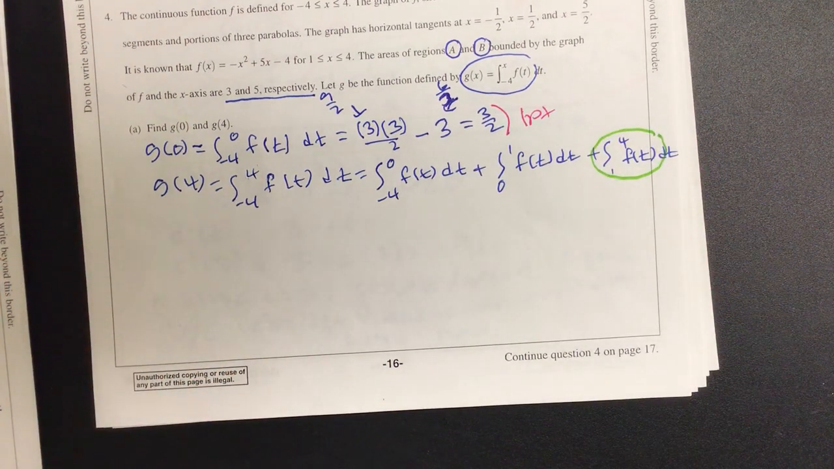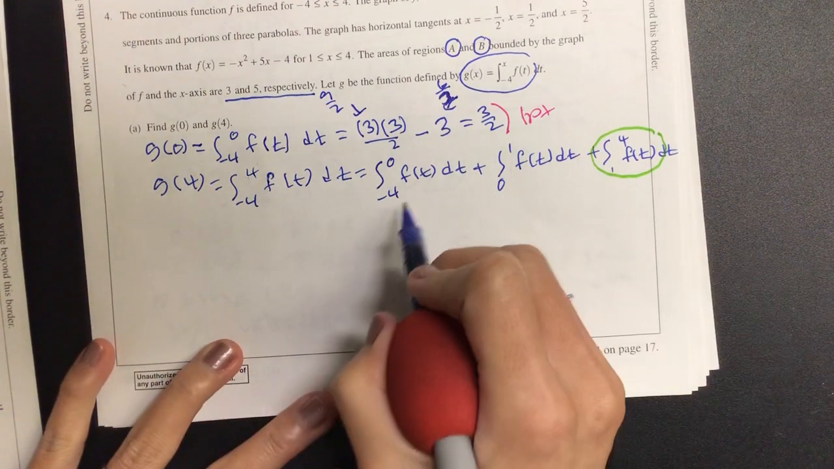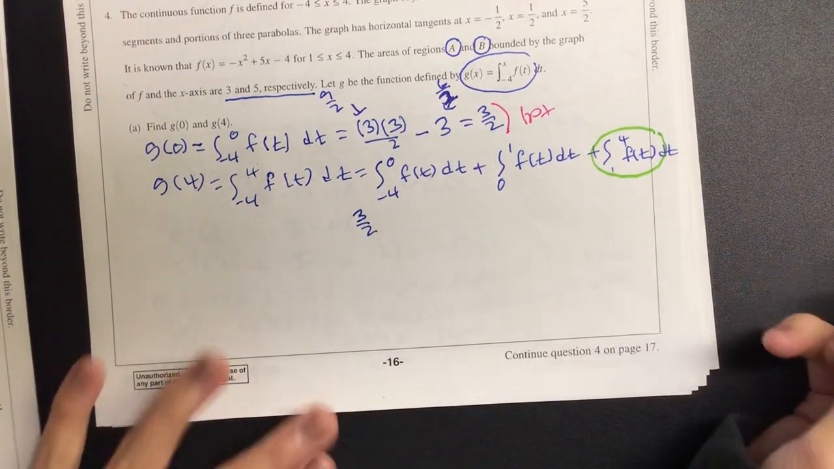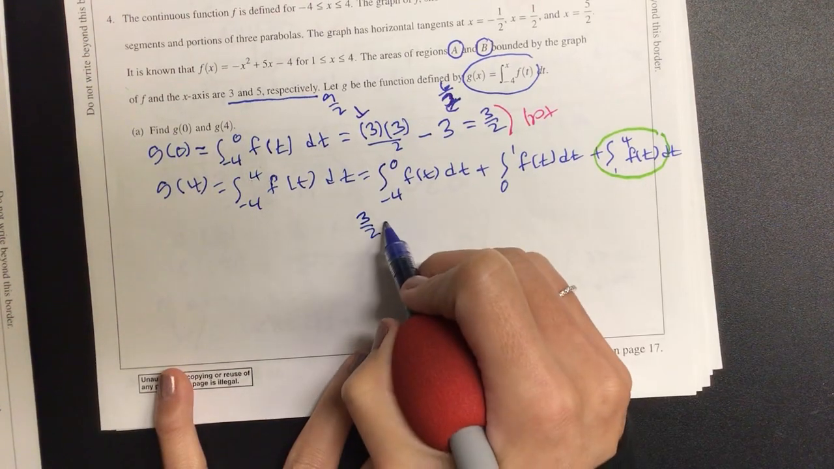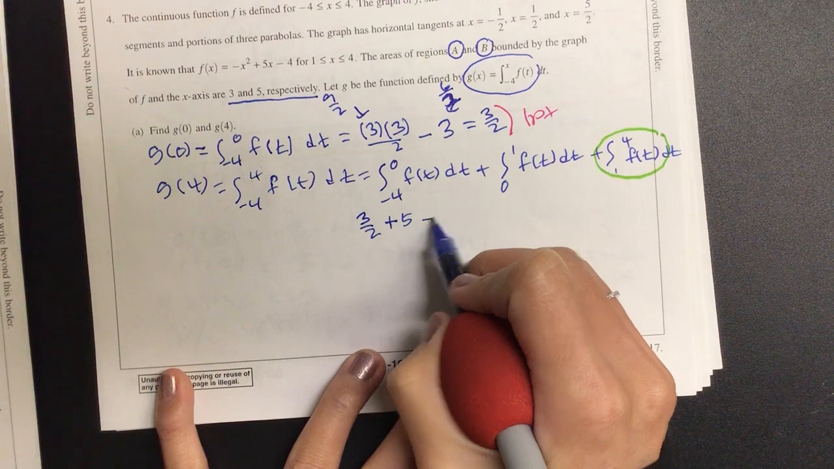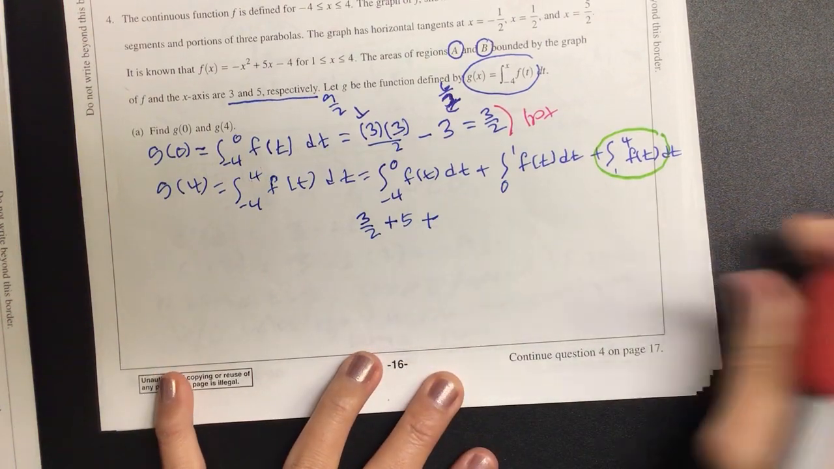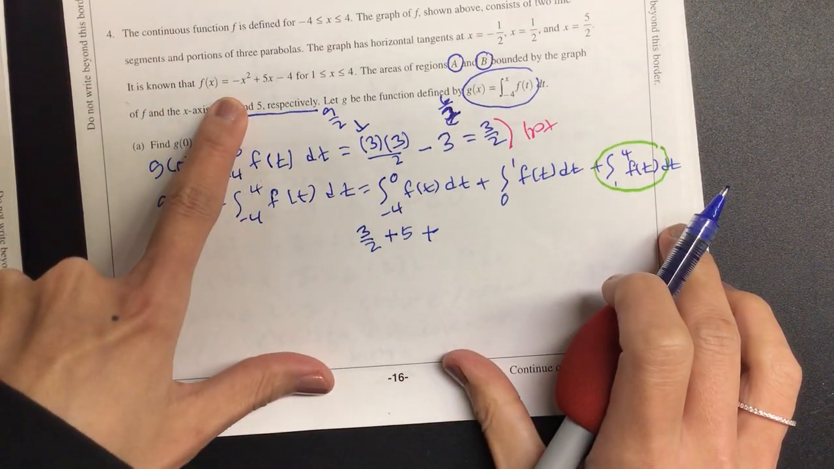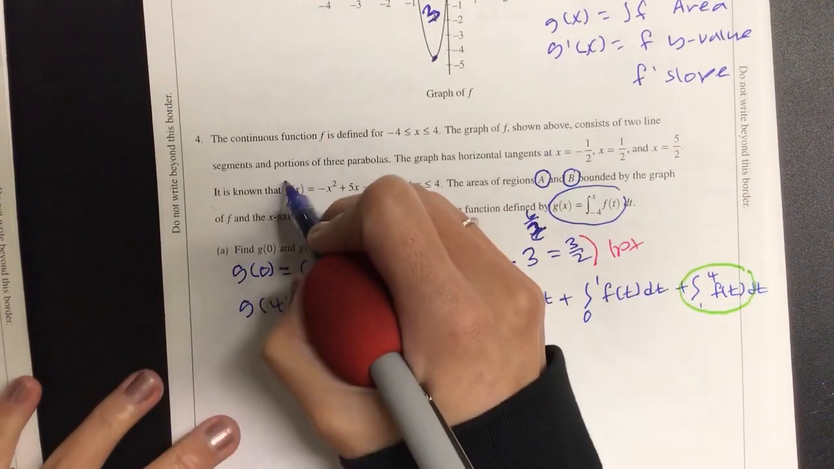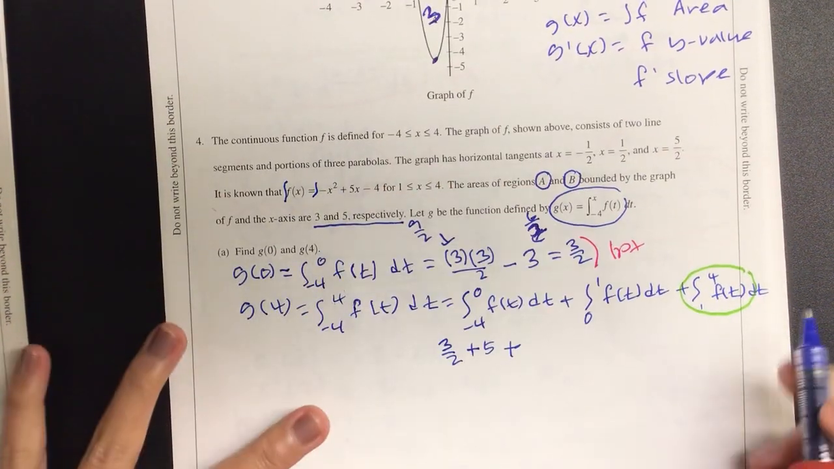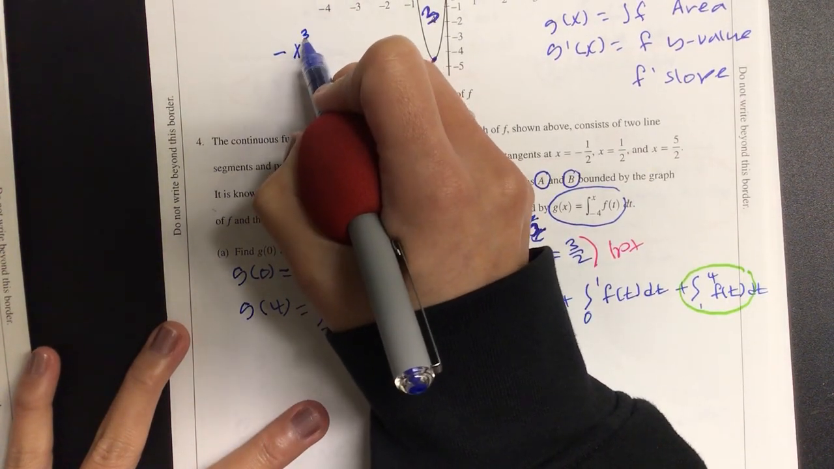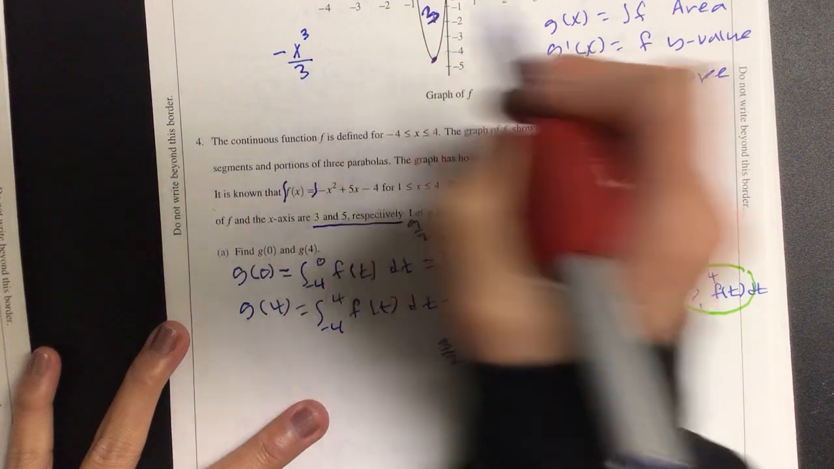So let's put in what I know so far. So far I know the first integral is 3 over 2 because we found it. The second one was given as how many value? 5. And then I need to find the integral of f of t. And what's nice is they already gave us the equation over here. So let's actually integrate somewhere up on the top. I'm going to integrate this. So the rule is, I take one more power, which is 3, divided by that number.